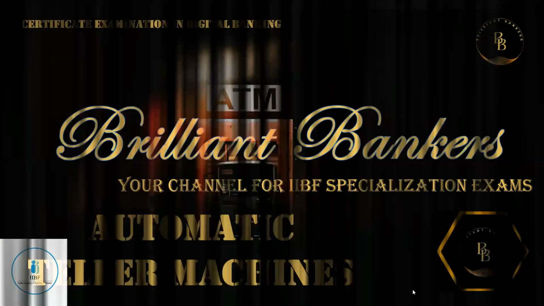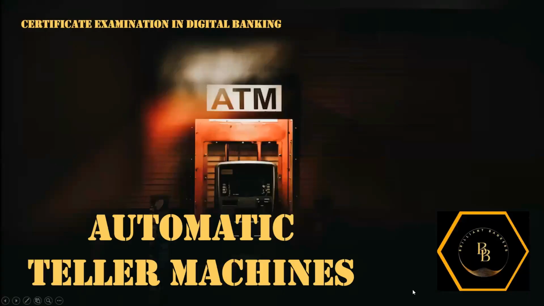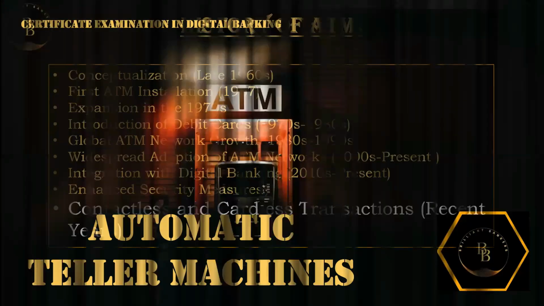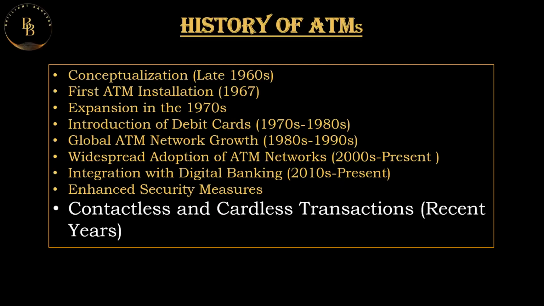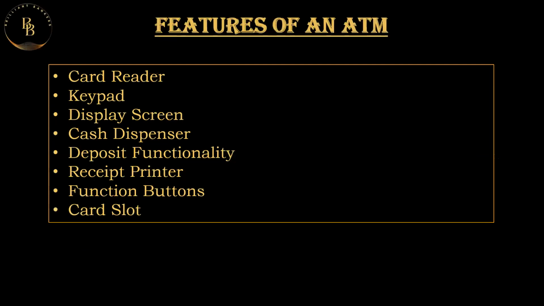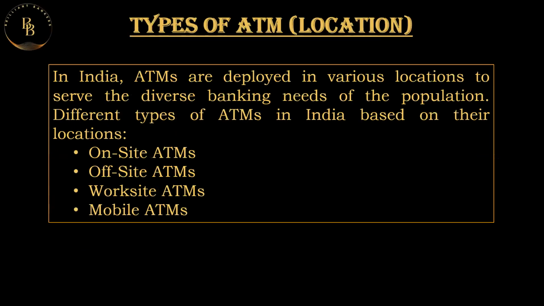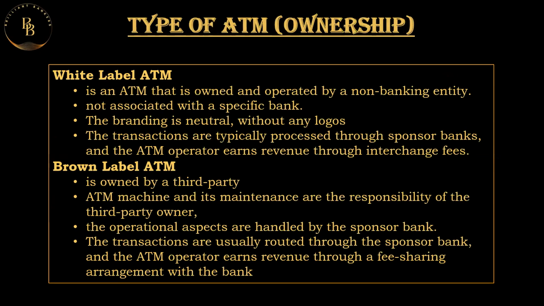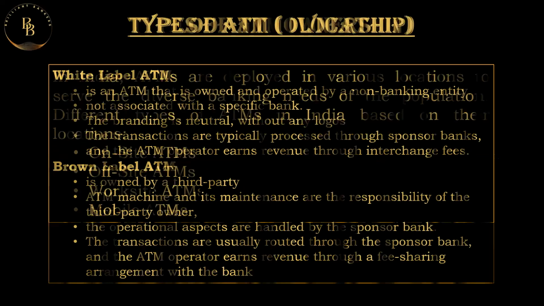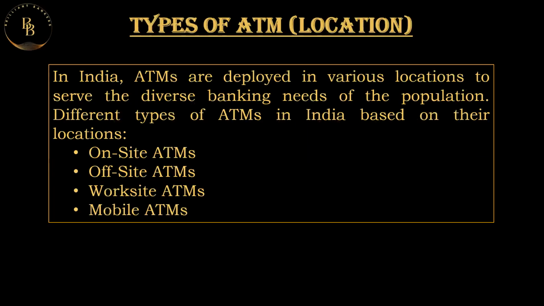This is the second part of the video on the automatic teller machines. Earlier we have completed the history of ATMs, the features of an ATM, what are the benefits of an ATM, and the different types of ATM, that is as per the location type and the ownership type. The location type is of four types. It is the on-site ATM, off-site ATM, worksite ATMs, and the mobile ATMs.